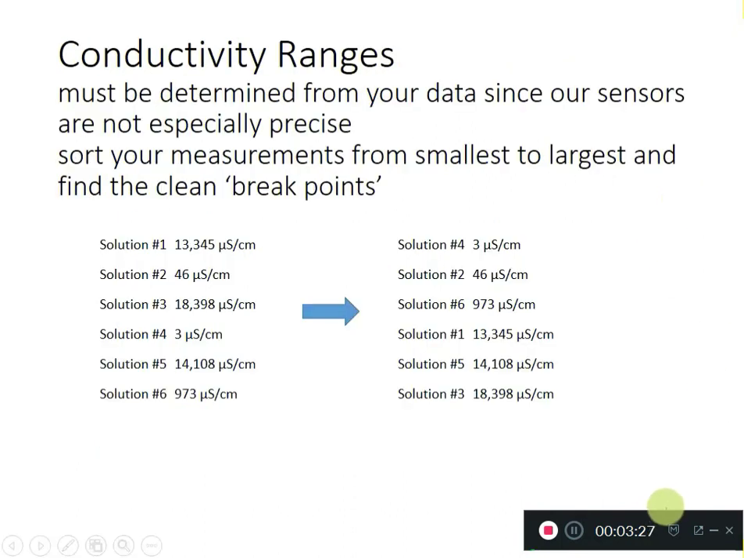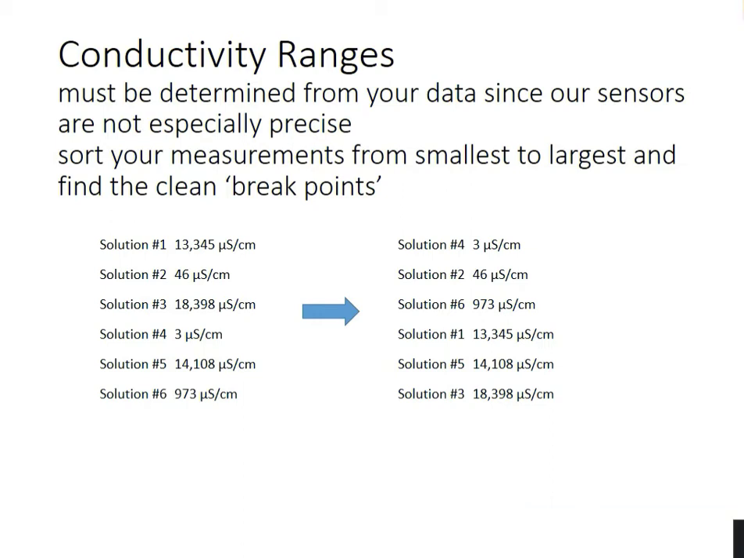Okay, so let's talk about the conductivity ranges. One of the things you're going to have to do in this lab is to determine them from your data. We don't have particularly precise data, so we can't say there's always a particular range of conductivity that's going to tell us what kind of electrolyte it is. We do know that non-electrolytes should have no conductivity, weak electrolytes should have low conductivities, and strong electrolytes should have high conductivities. But it's difficult to place absolute ranges on it.